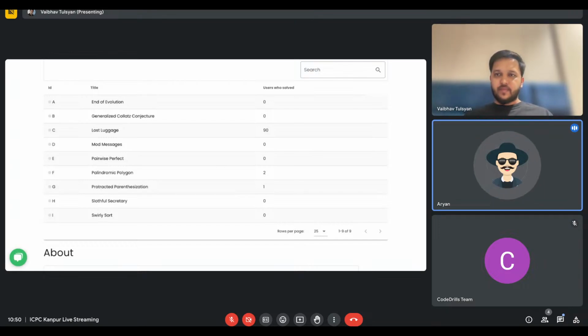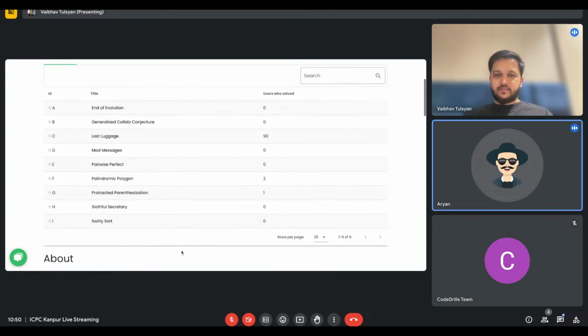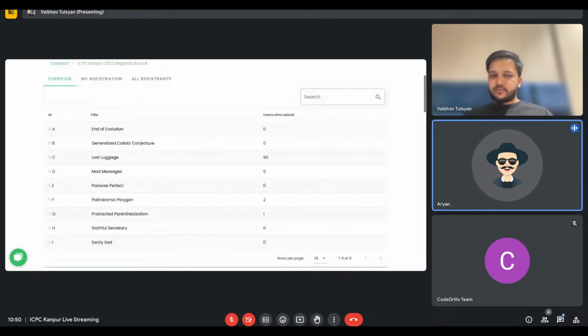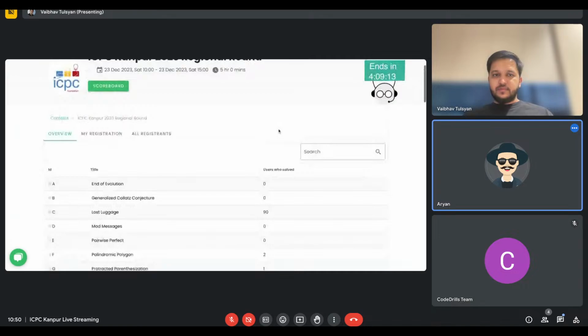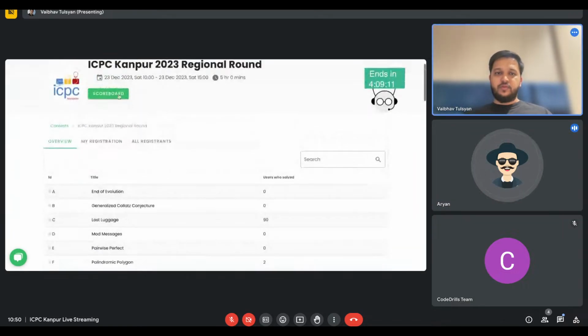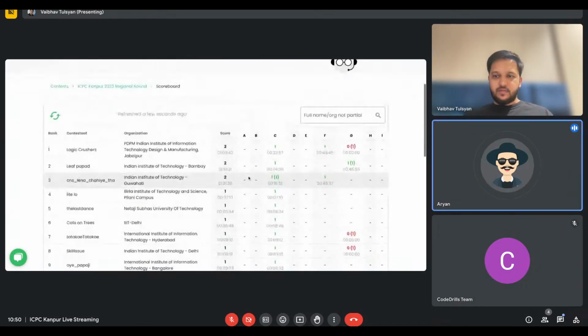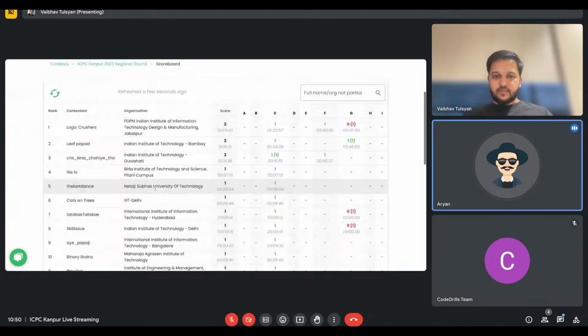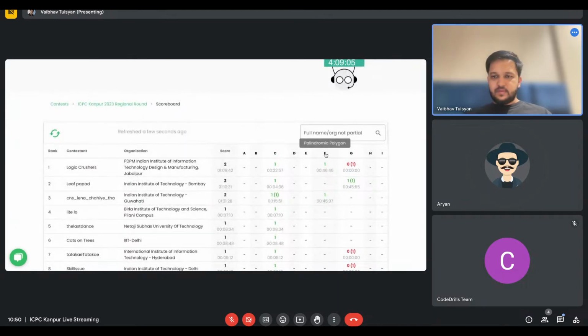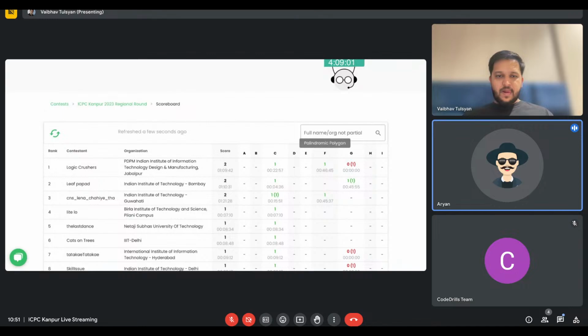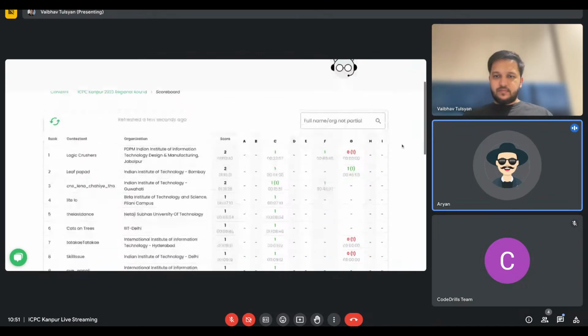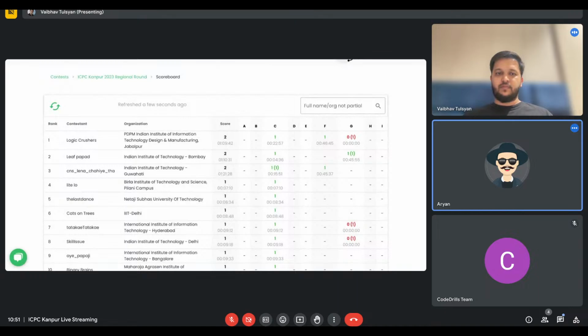And as we speak, in the first 45 minutes, only one problem was solved. But now two more problems have been solved by three distinct people. Let's see, one of them is Pelican Polygon, and the other is Protected Parenthesis. What I see is a lot of teams tried Protected Parenthesis, but they did not get an AC on it.